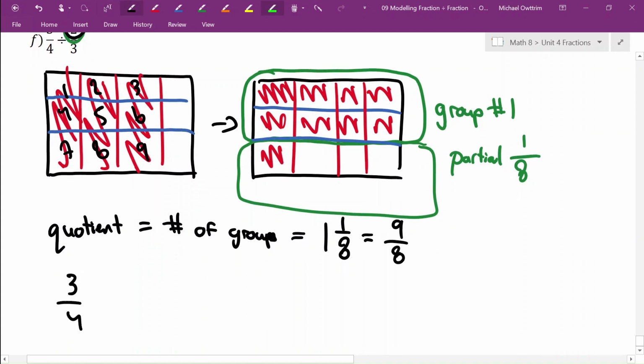Let's go ahead and check that. Our 3/4 stays the same. Our divide changes to multiply. And our 2/3 flips to become 3/2. 3 times 3 on top is 9. 4 times 2 on the bottom is 8.